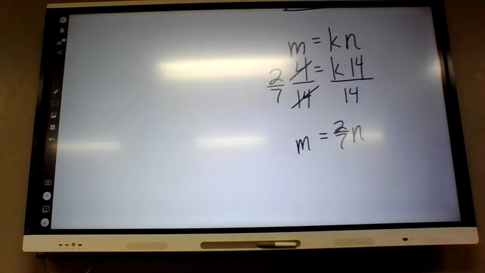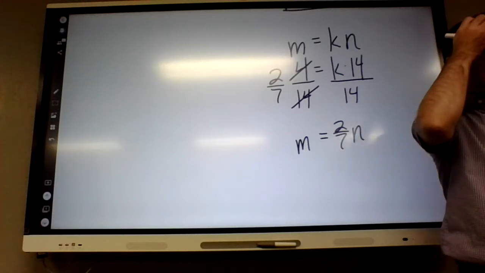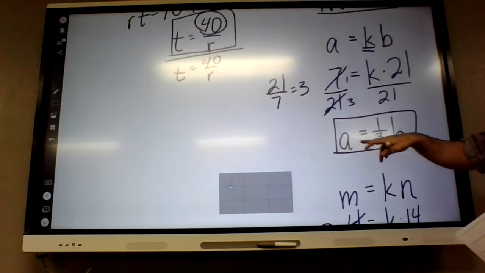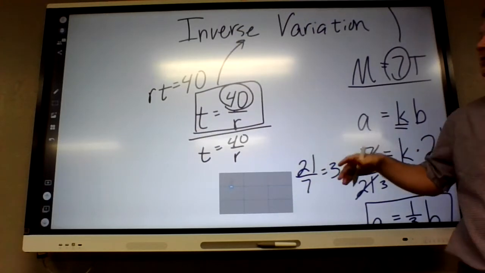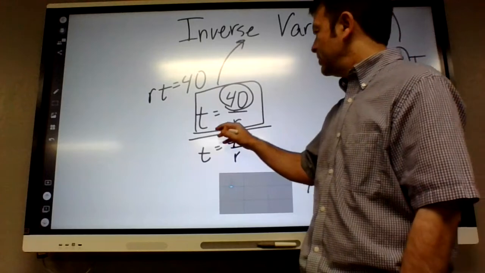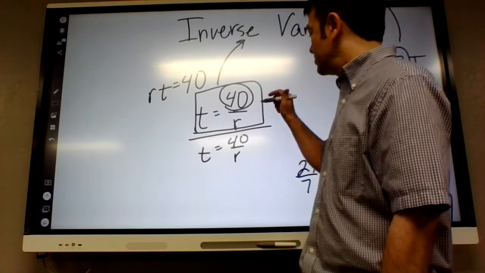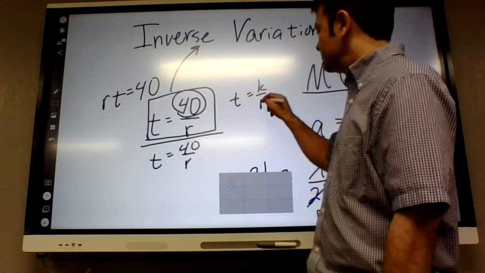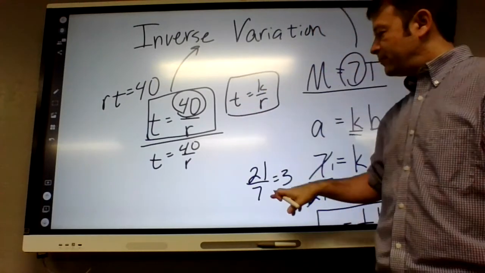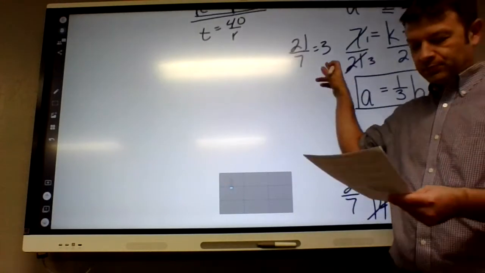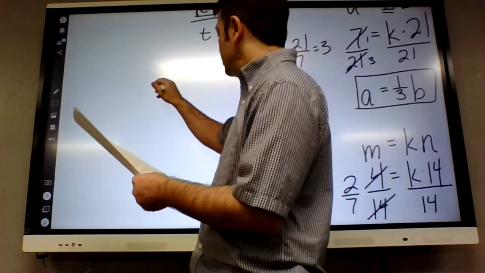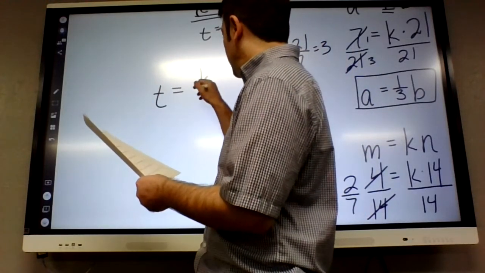Okay, on number 5, it says two quantities T and U vary inversely. So for varies inversely, we could use either of these. I think I'm going to use this one right here, T equals K over R. So that'll be the formula we use for inversely. This one is T and U though, so it's T equals K over U.